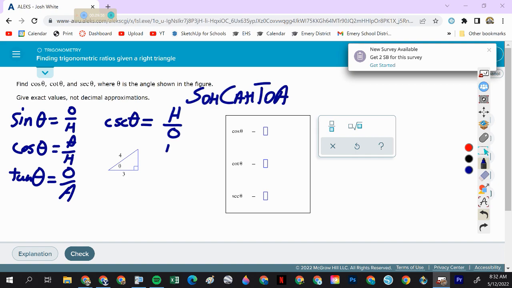Okay, and then H over A also has a name. It is the secant, and we abbreviate the secant as SEC. And then A over O is the cotangent. Okay.